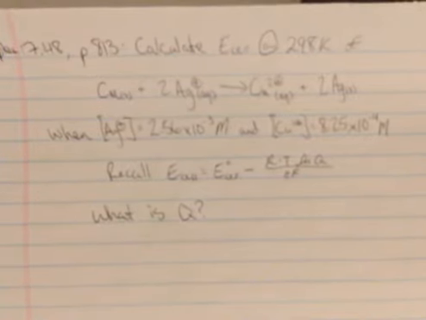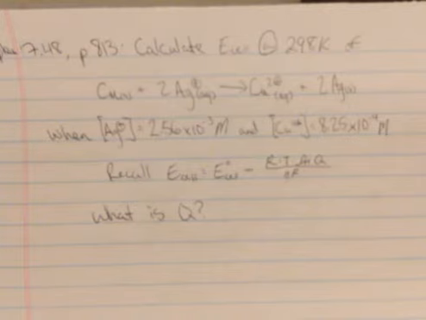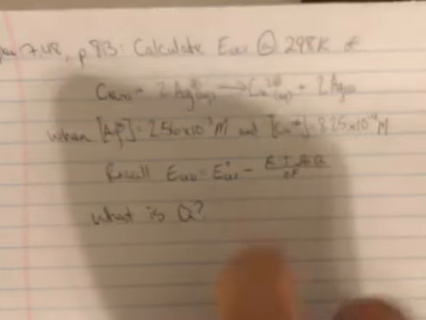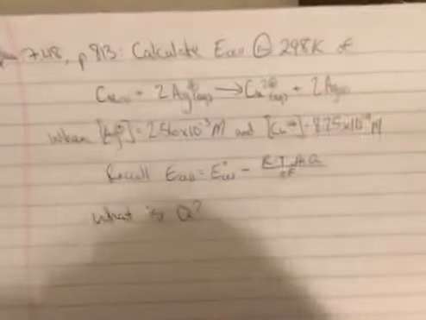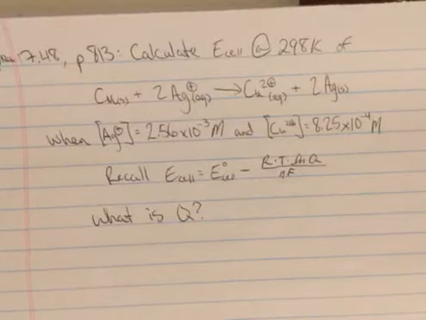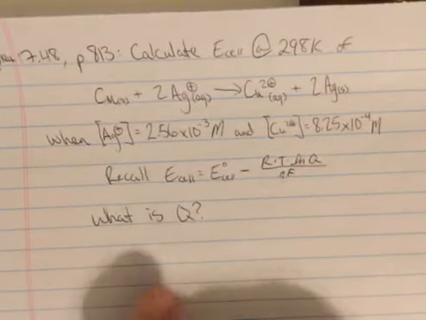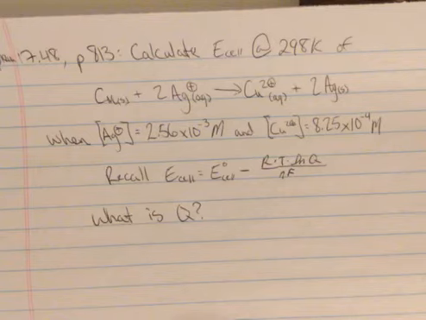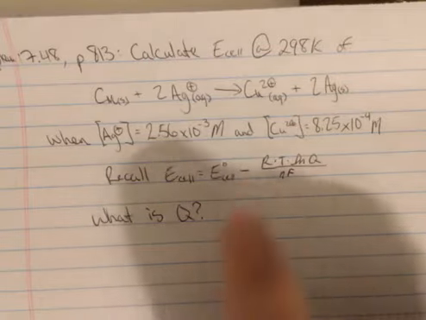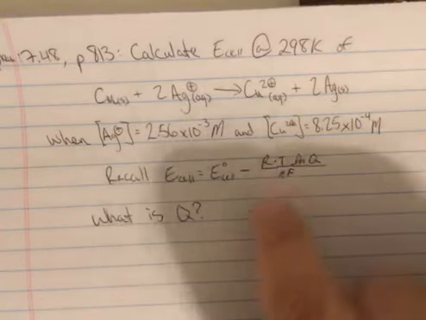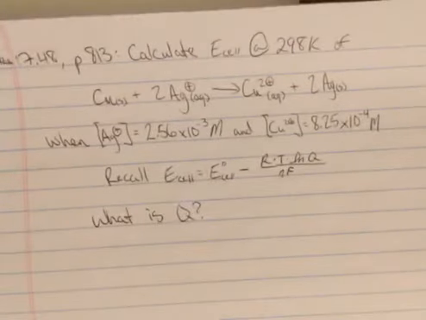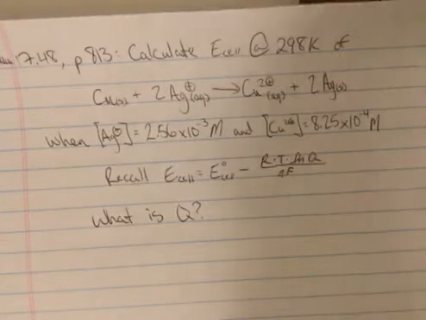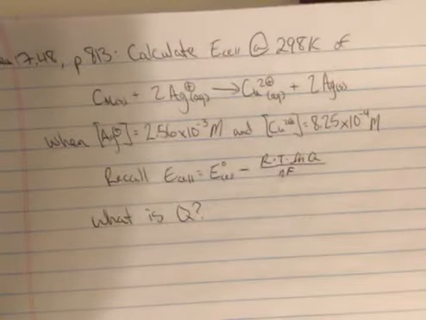And when silver plus is equal to 2.56 times 10 to the minus 3 molar, so that's going to be the electrolytic solution, and then copper 2 plus is at 8.25 times 10 to the minus 4 molar. Okay, so recall the Nernst equation. So what is Q, first of all, and then calculate what E cell is to be. Okay, so you have your gas constant, you have your temperature. Figure out what Q is, and then the rest should be a go. Okay, it's just plug and chug. So I'll give you 5 minutes to work on that.